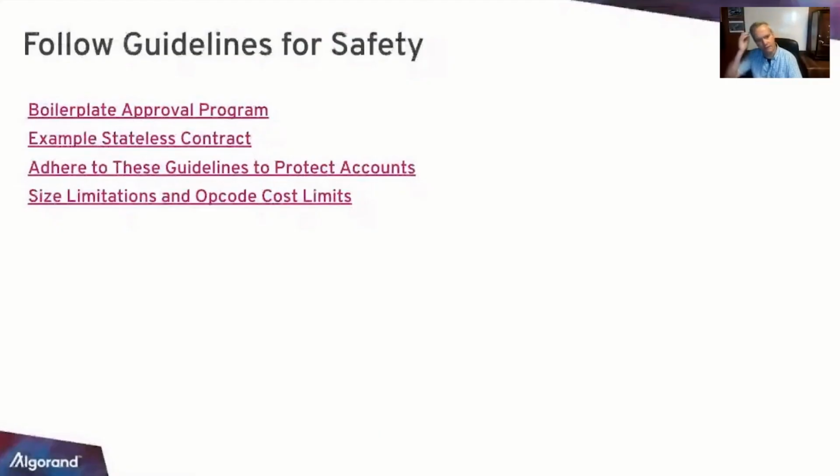Now, a couple of things to keep in mind when you're writing smart contracts. Here is a boilerplate approval program, and we have an example stateless contract. If you want to write a stateless contract, the guidelines are probably the most important thing to look at to protect your accounts. Everything you saw today is just documentation-type examples, not meant for production because there are no checks in it. So make sure you adhere to the safety checks so you don't lose money. And then we obviously have size limitations and opcode cost limits. There's a link to how that's all calculated and what your limits are for stateful or stateless contracts.